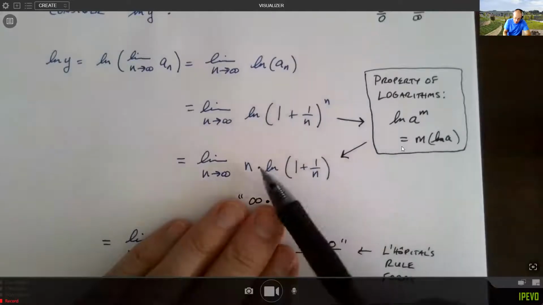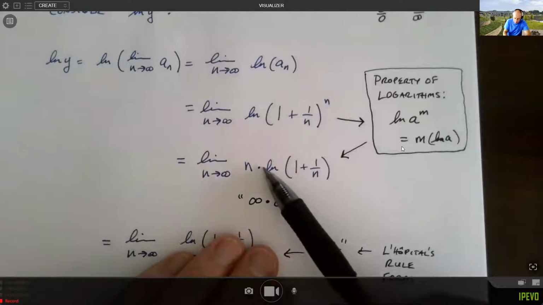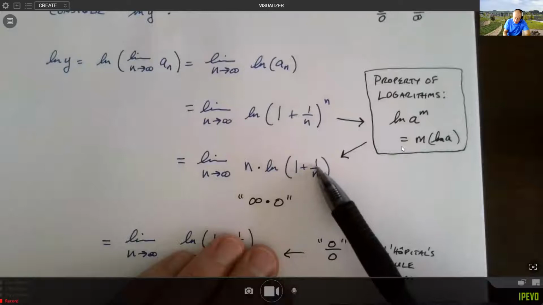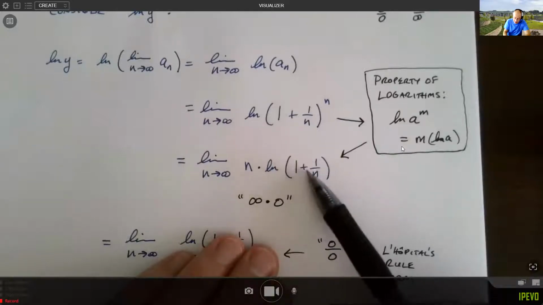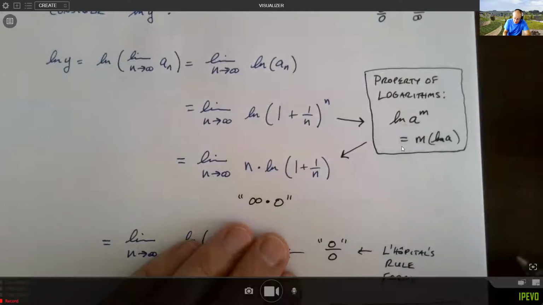Okay, what do we have now? As n goes to infinity, clearly n is going to infinity. Put a dot there for multiplication. What's happening here? Well, remember, as n goes to infinity, 1 over n is going to 0. So it's approaching 1 inside here. So it's approaching the natural log of 1. And what is the natural log of 1? It is indeed 0.